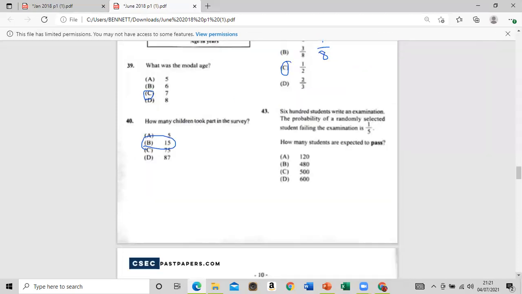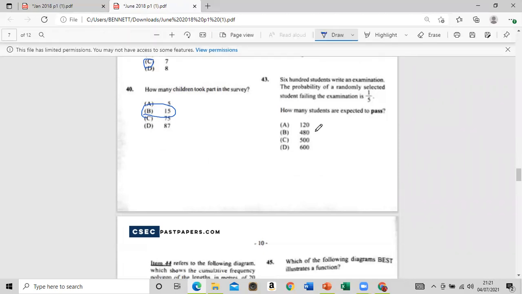Alright, 600 students write an examination. Again, that was done on the last paper. So if 1/5 fail, it means 4/5 pass. So we do that times 600. So basically 120 fail, so 480 pass.